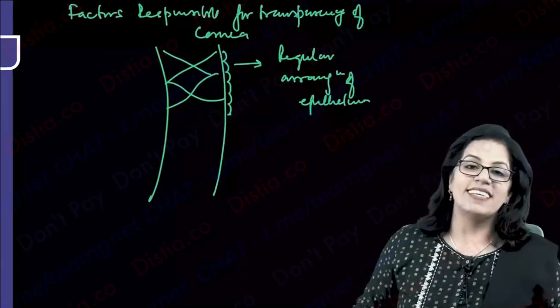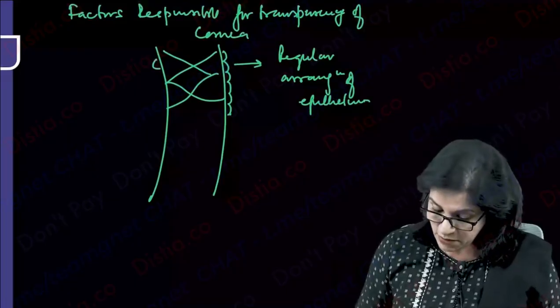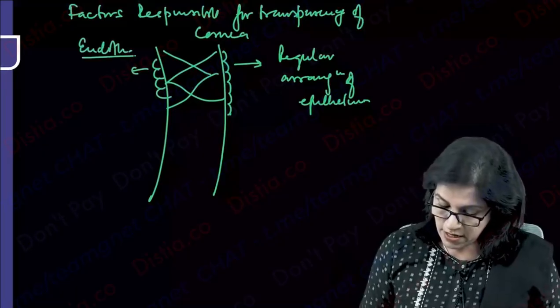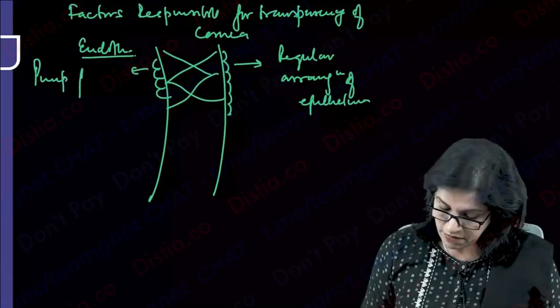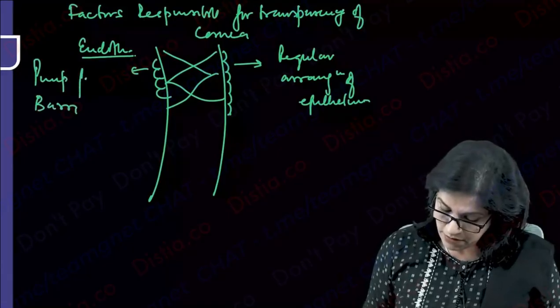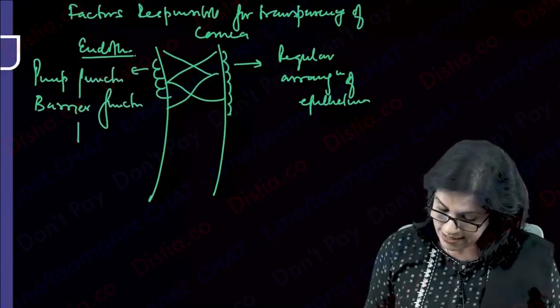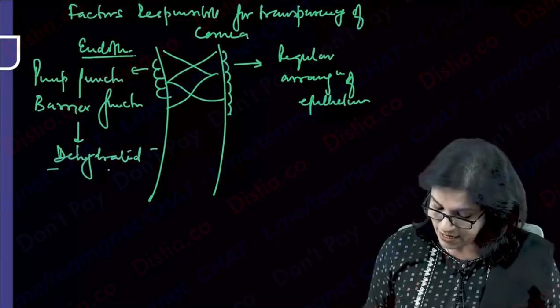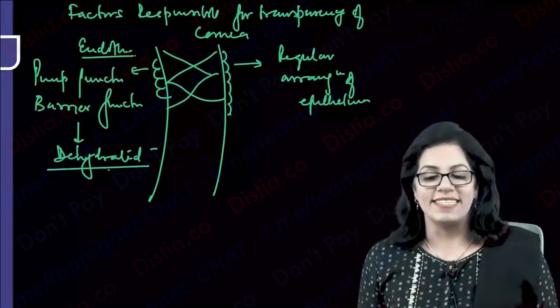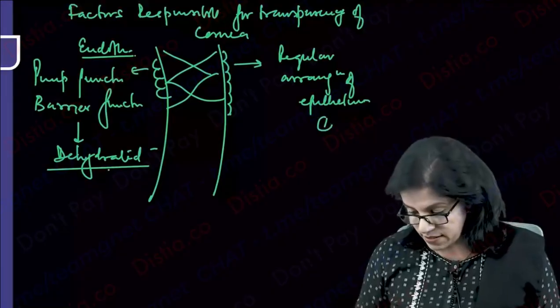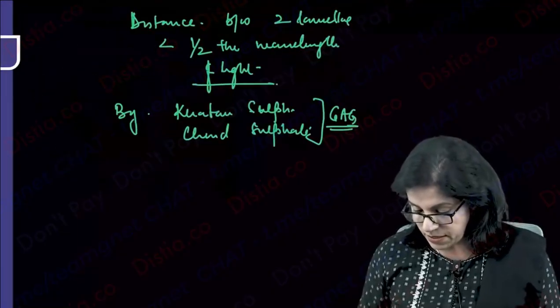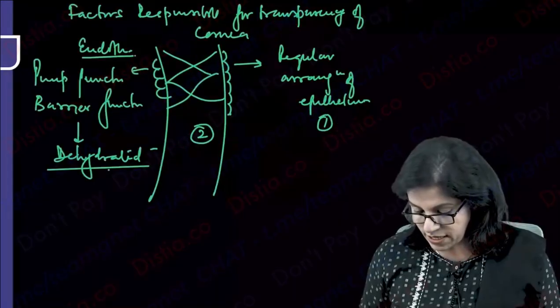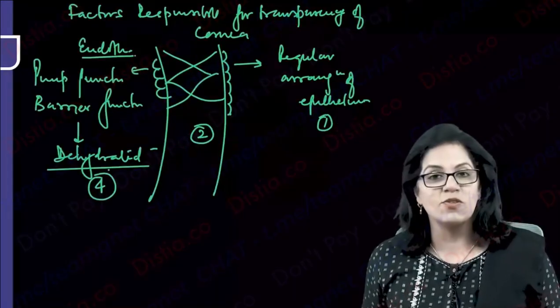Then what is the next factor? We will think layer wise, for endothelium. We have already talked about it. Endothelium has pump function and barrier function. Both pump and barrier function keep the cornea in a dehydrated state, and because of this there is no edema and hence transparency is maintained. What else? So this is 1, this is 2. In corneal lamellae you can write keratan sulfate as 3, and you can say the endothelium factor is 4.